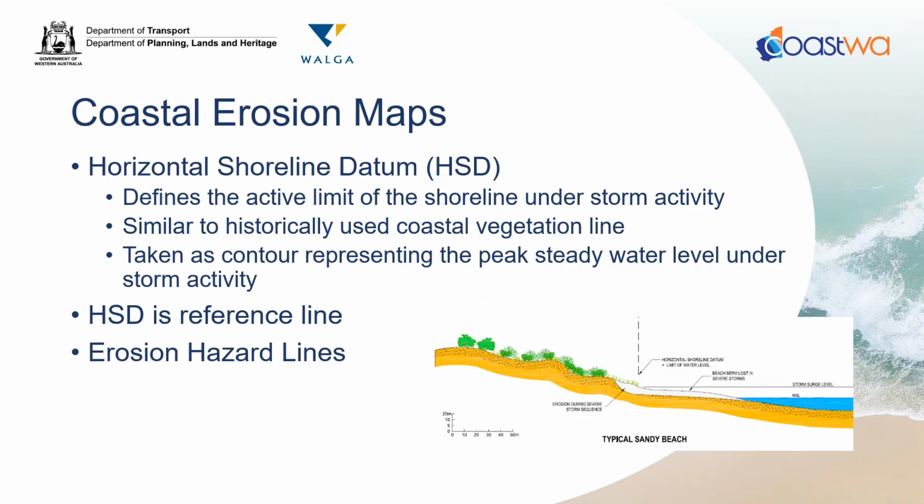So the HSD, or horizontal shoreline datum, is the reference line for the mapping. It defines the active limit of the shoreline under storm activity. So it's similar to the historically used coastal vegetation lines, which were an indicator of the extent of the impact of the ocean, and it's taken as a contour representing the peak steady water level under storm activity. So it's the highest point that the water level can get to during that designed storm event. It's the reference line for all of the coastal hazard maps, and it dictates the starting point for distances on the coastal erosion hazard lines.